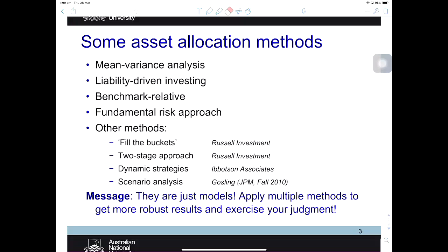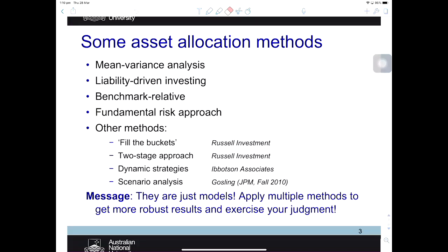The other methods are fill the buckets, two-stage approach, dynamic strategies, and scenario analysis. The fill the buckets approach is more like a mental framework to present the entire investment universe. It does not really produce a precise or exact asset allocation, but it's a framework that we can employ in addition to other asset allocation methods. The two-stage approach is like a hybrid.